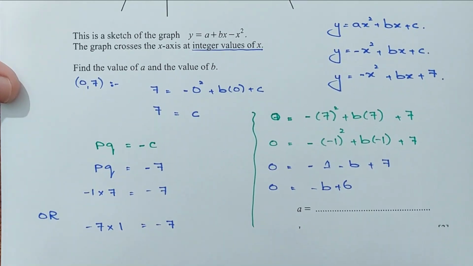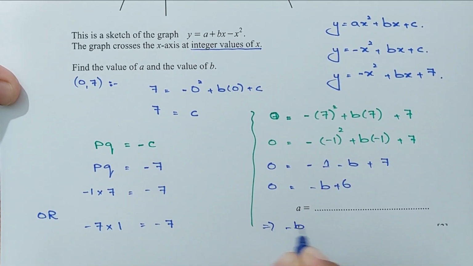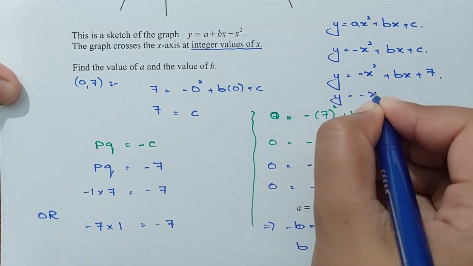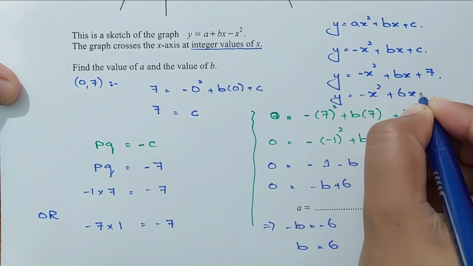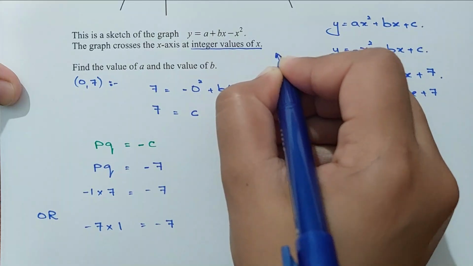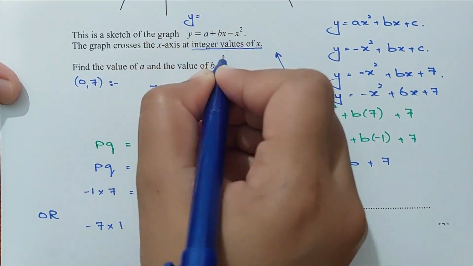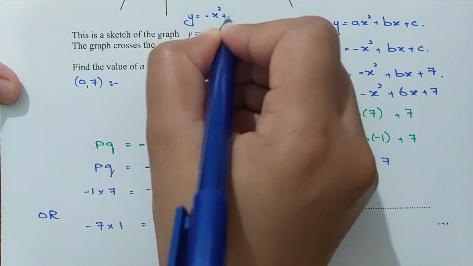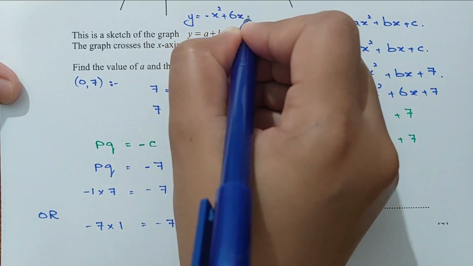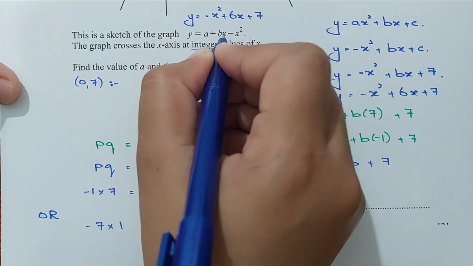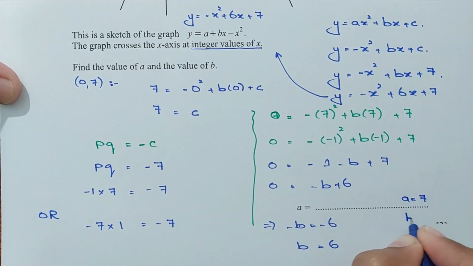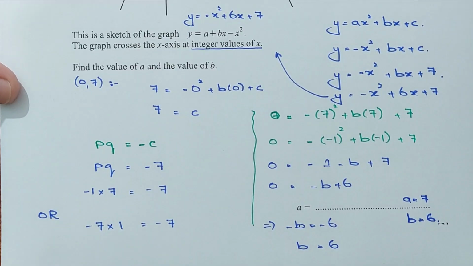Let me solve for b. Minus b equals minus 6, and the b value is 6. So we got this b value: y equals minus x squared plus 6x plus 7. Now let's move back. Here y equals minus x squared plus 6x plus 7, so a is the constant and b is the x coefficient. We can say a equals 7 and b equals 6. These are the values of a and b.